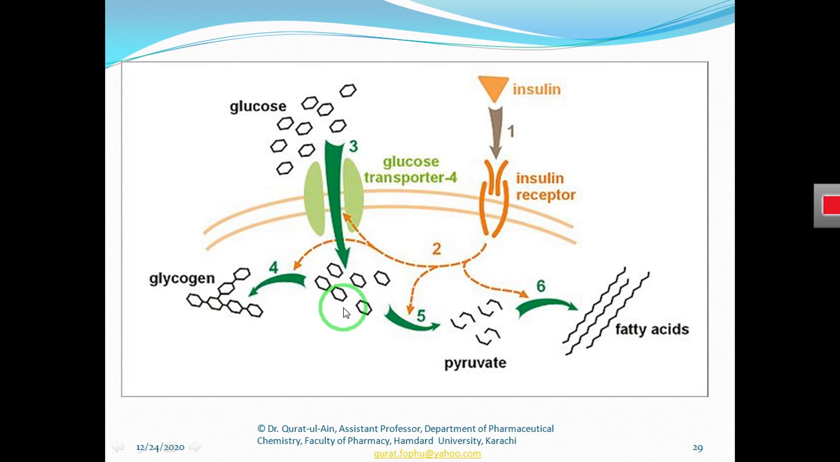Why does this happen? Why can the glucose transporter not allow glucose to enter the cell without insulin binding to its receptor? Because when insulin does not bind with its receptor, the glucose transporter stays inside the cell. The glucose transporter only shuttles towards the membrane when insulin binds with the receptor.